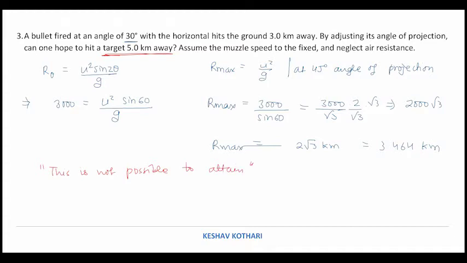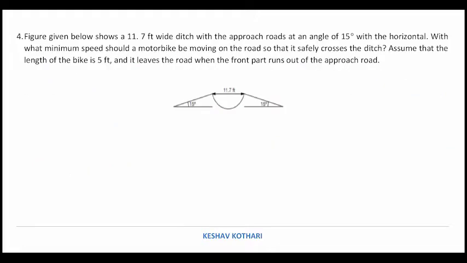We are dealing with the next problem. The figure given below shows a 11.7 feet ditch with the approach road at an angle of 15 degree with the horizontal. Find with what minimum speed should a motorbike be moving on the road so that it safely crosses the ditch. Assume that the length of the bike is 5 feet and it leaves the road when the front part runs out of the approach road.